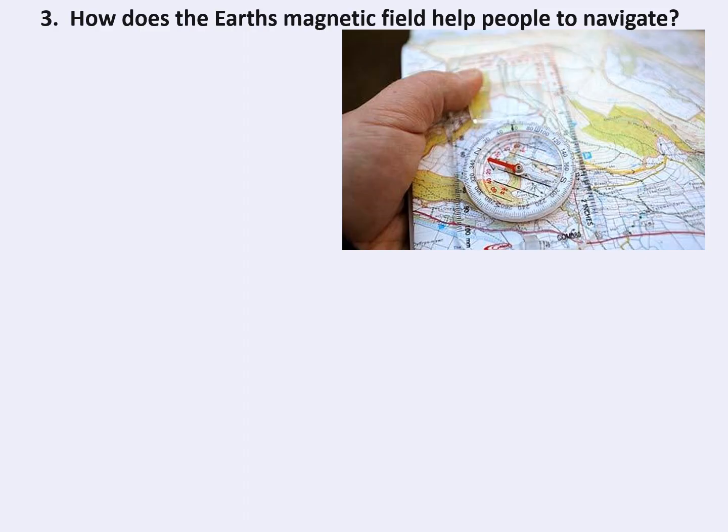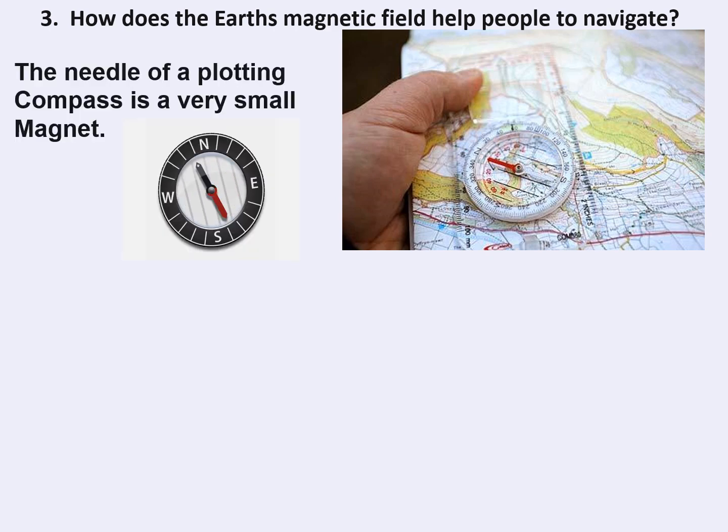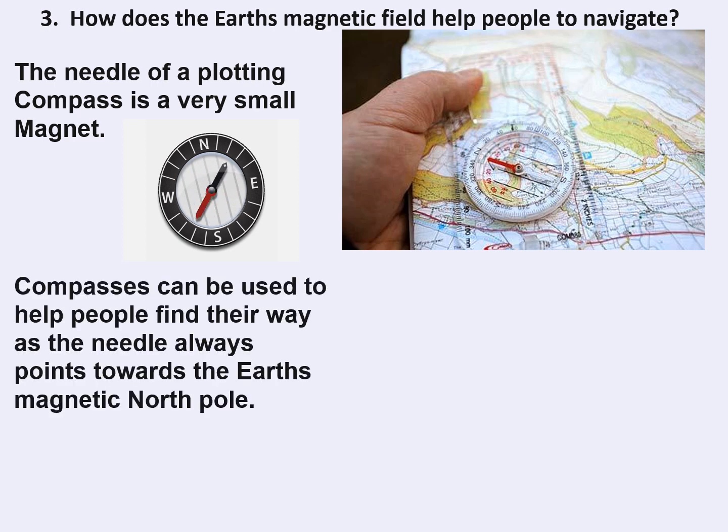So question number 3, how does the magnetic field of the Earth help people to navigate? I'm sure you're aware of compasses, and again, a compass has a very small magnet suspended in the middle, the needle, and again, it points towards the north. Very useful for map reading. So they can be used to help people find their way or navigate in the countryside, in the wilderness, because that compass needle always points to the north.